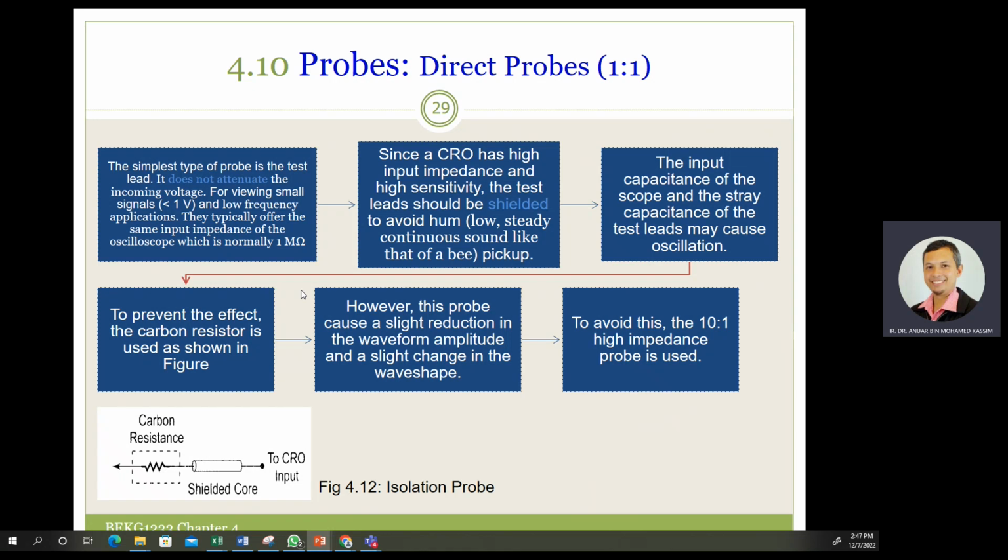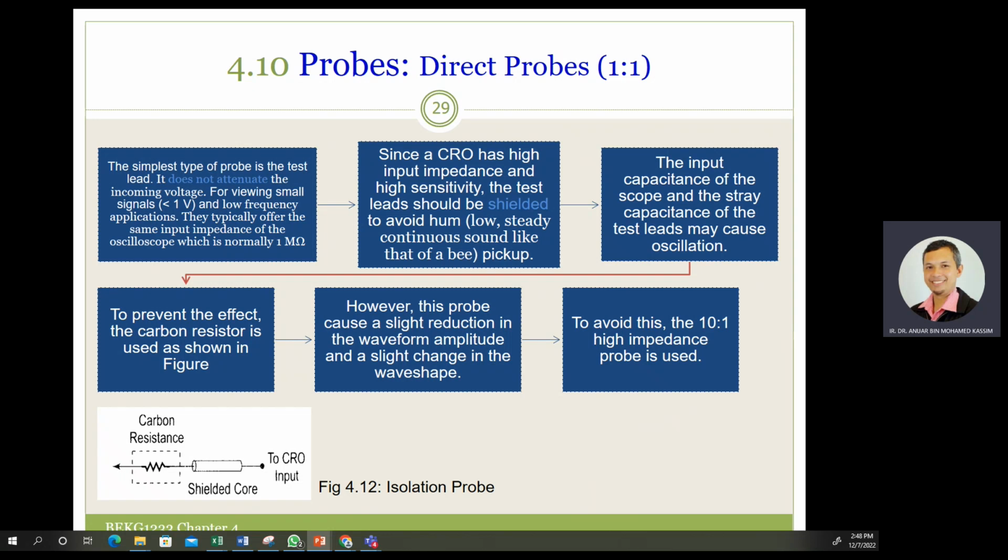Okay, for the direct probe, the 1/1 ratio is the simplest type of probe, which is the test lead. It does not attenuate the incoming voltage. For small-wave signals, for example less than 1 volt, in low frequency applications, it typically offers the same input impedance as the oscilloscope, which is normally 1 megaohm. Since such a CRO has high input impedance and high sensitivity, the test leads should be shielded to avoid hum or low steady continuous noise pickup. Then the input capacitance of the scope and the stray capacitance of the test lead may cause oscillation on the probe. In order to avoid this, we have to use the high impedance probe.